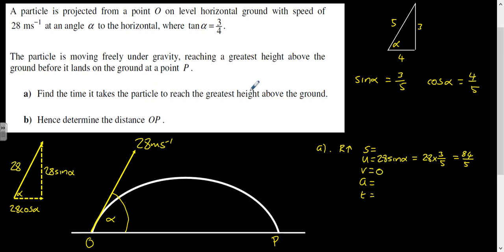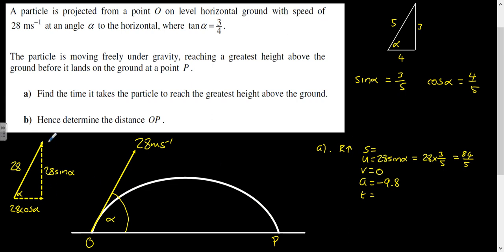Now what happens purely vertically, when we're ignoring the horizontal completely here, is it reaches its greatest height, it stops for an instant, and then it falls back down to Earth. So we're describing this instant where it completely stops. So the final velocity is 0. The acceleration is minus 9.8 meters per second squared. Minus, because we've decided that up is the positive direction.